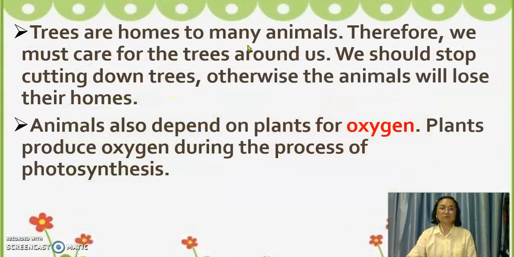Trees are home to many animals. Therefore, we must care for the trees around us. We should stop cutting down trees. Otherwise, the animals will lose their homes. Animals also depend on plants for oxygen. Plants produce oxygen during the process of photosynthesis.